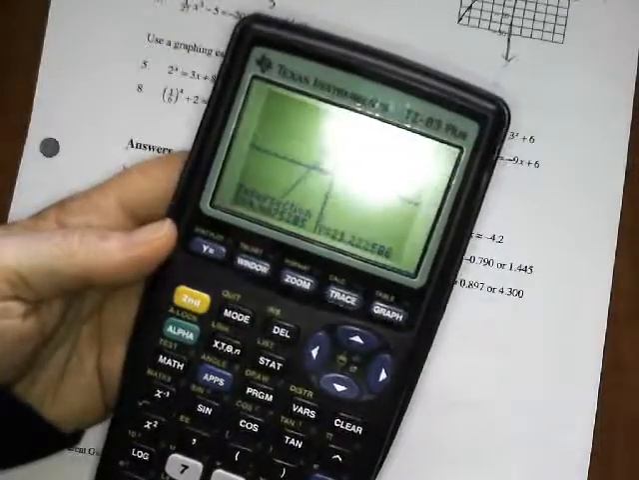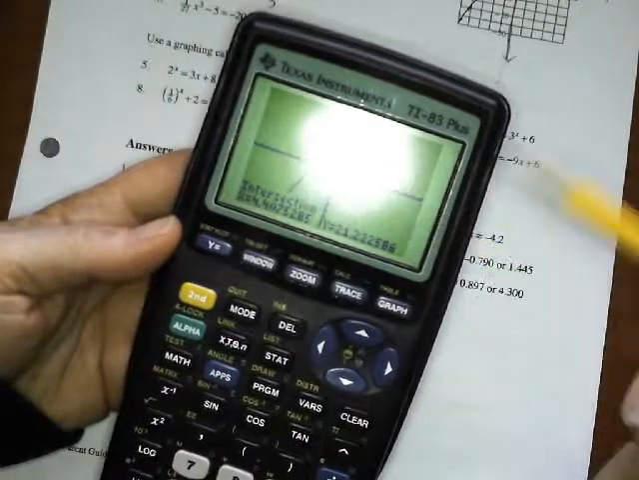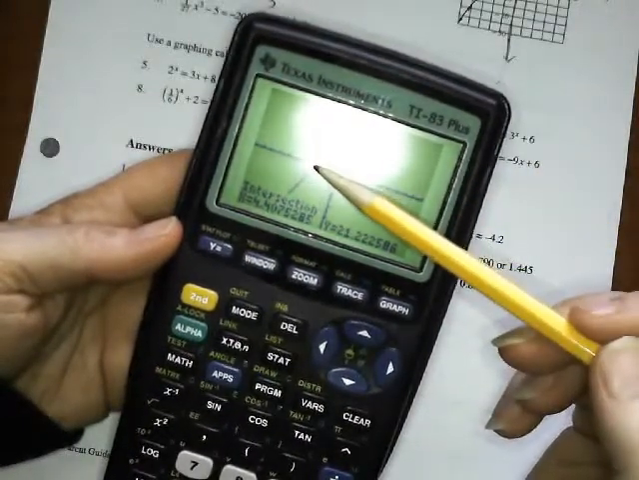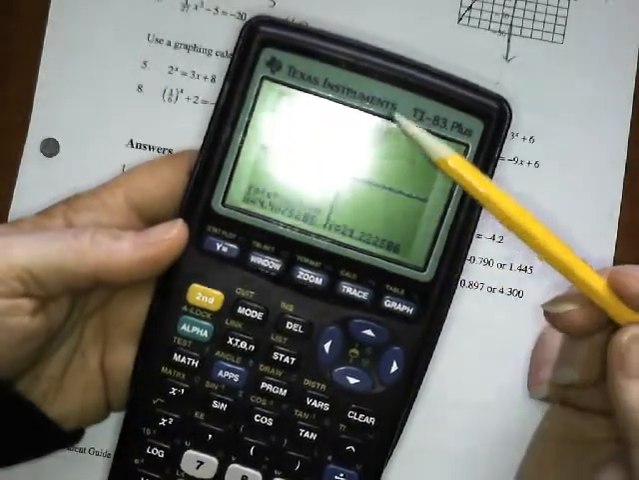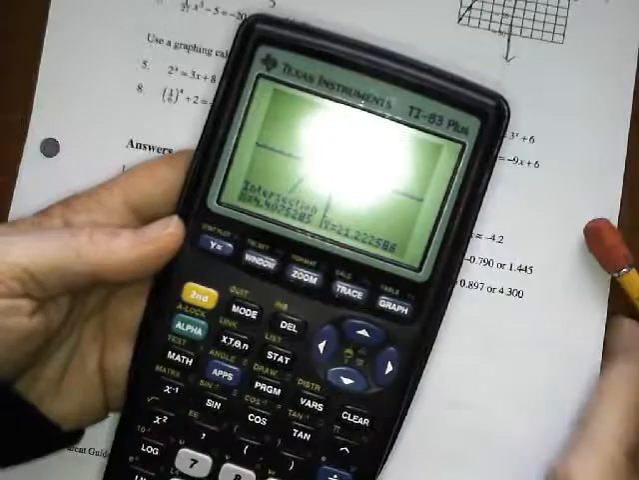Okay, so that's how you do it. And hopefully that teaches you that solutions to systems of equations is where they intersect. And that's all.